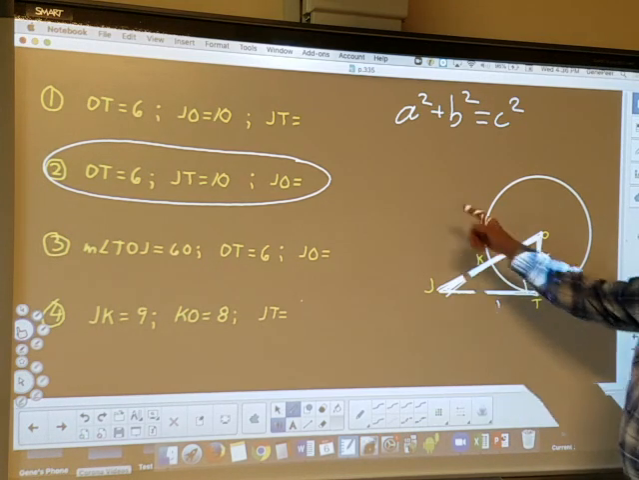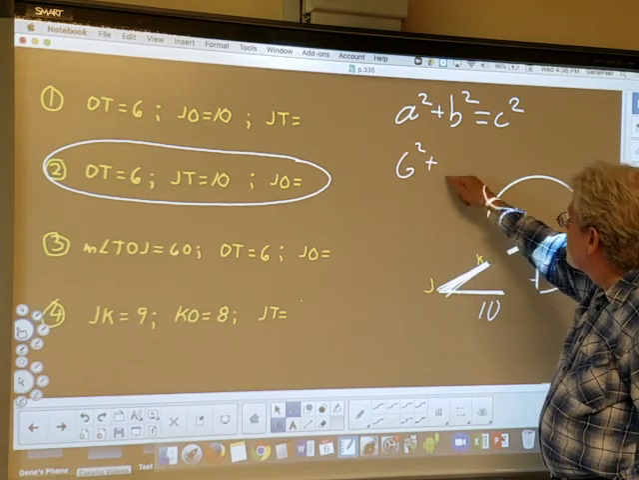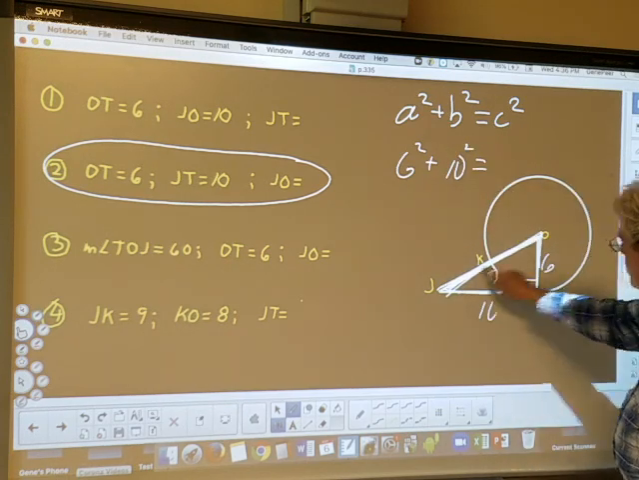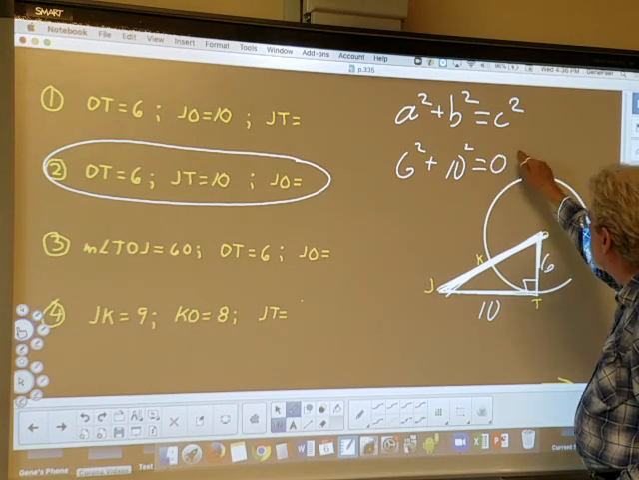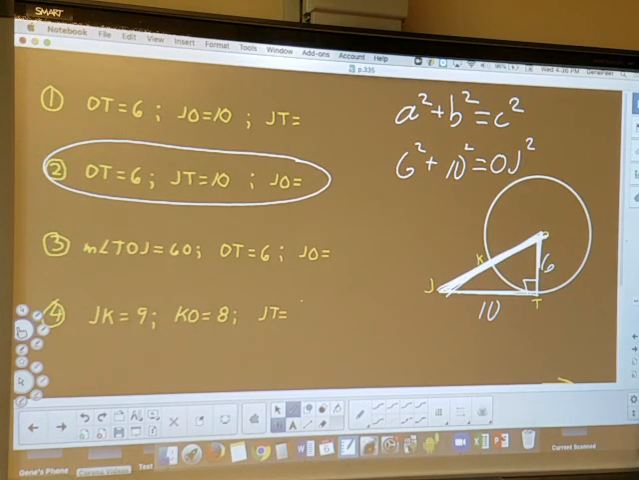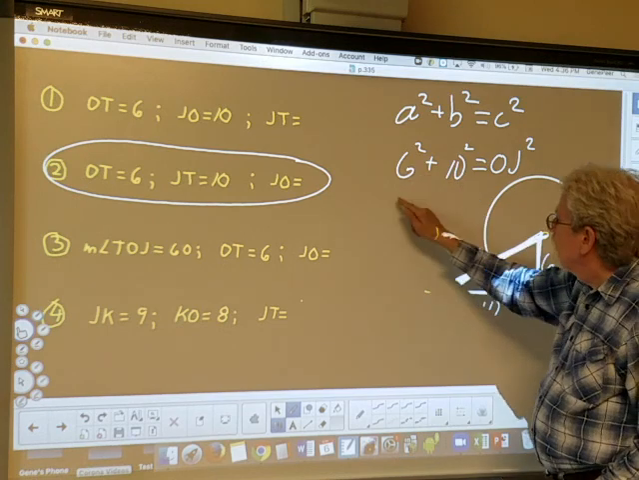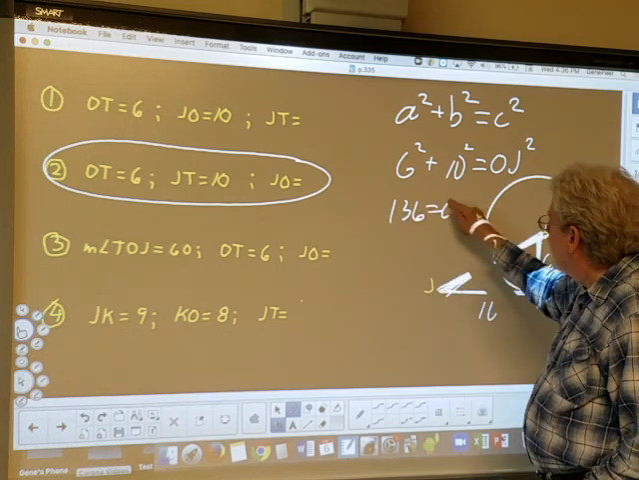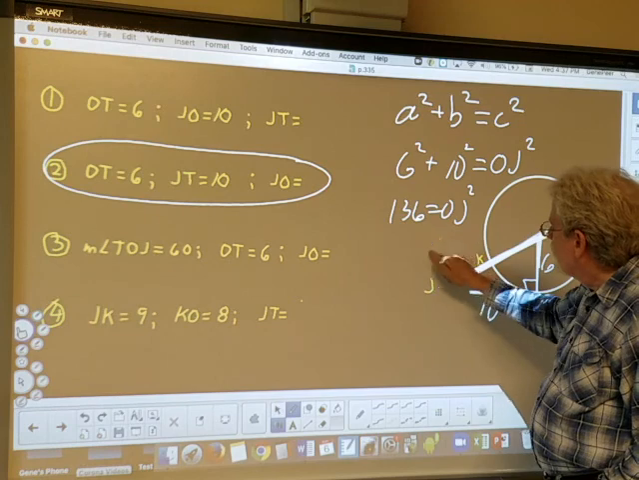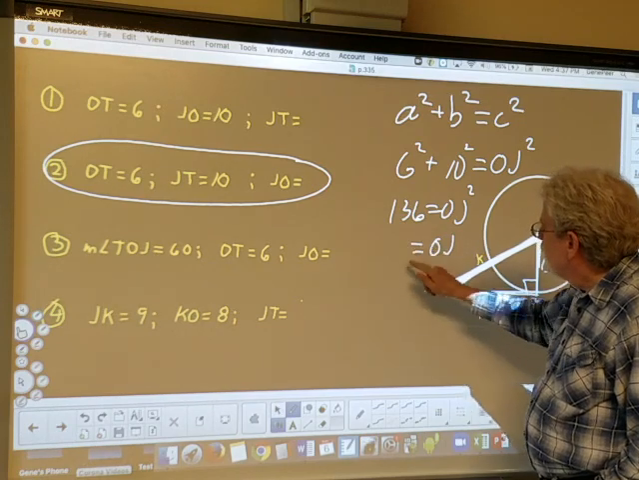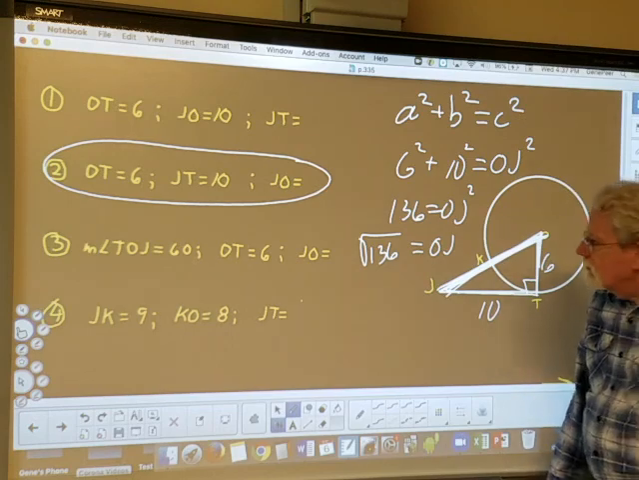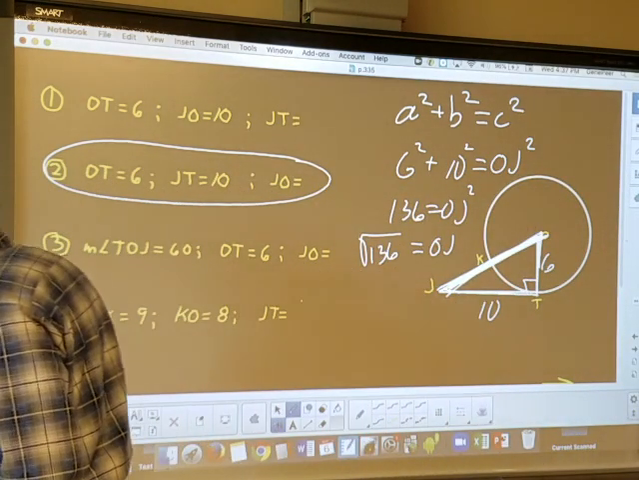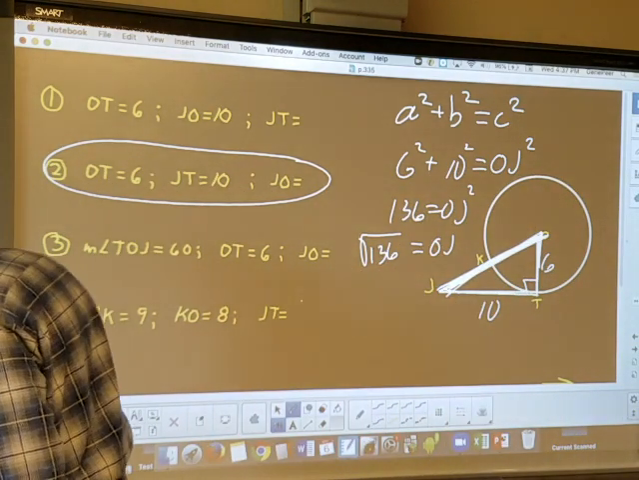So we have 6 squared plus 10 squared equals the hypotenuse, which we will just go ahead and call OJ squared. That's 36 plus 100, that's 136, is OJ squared. Therefore, what's OJ? OJ is the square root of 136, whatever that may be. Do I have the simplified version written in my book here? Yeah, that can be simplified as 2 square root of 34.